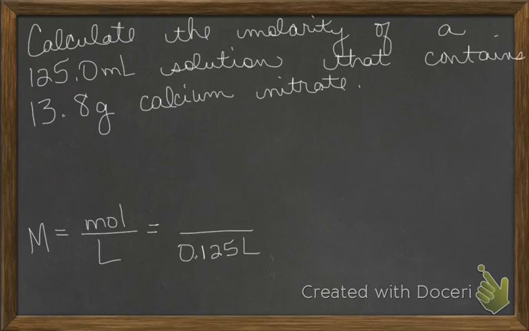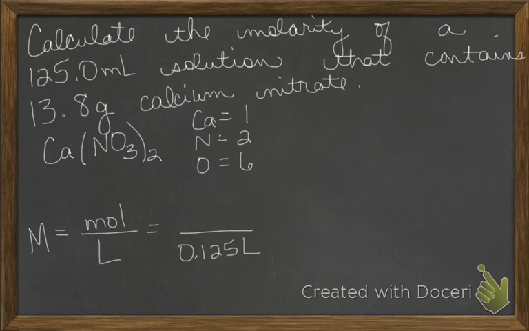No. We know grams, though. We know it's 13.8 grams of calcium nitrate, and we can very easily get that converted to moles using the molar mass. The only way I'm going to get the molar mass correct is if I know what the formula is for calcium nitrate. So hopefully you remember that. The formula for calcium nitrate is CaNO3 because we have to swap and drop. And so we know that this is 1 calcium, 2 nitrogens, and 6 oxygens. And so we're going to look up their molar masses on the periodic table.